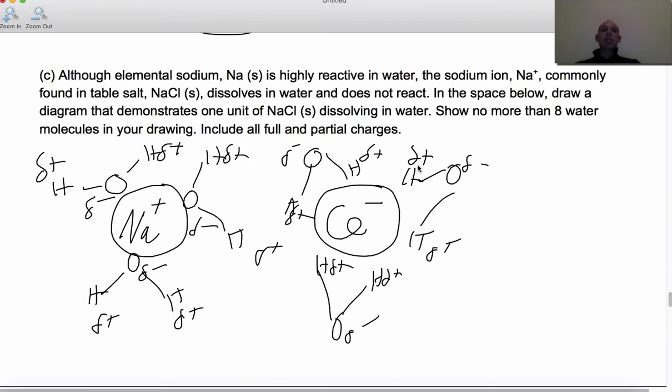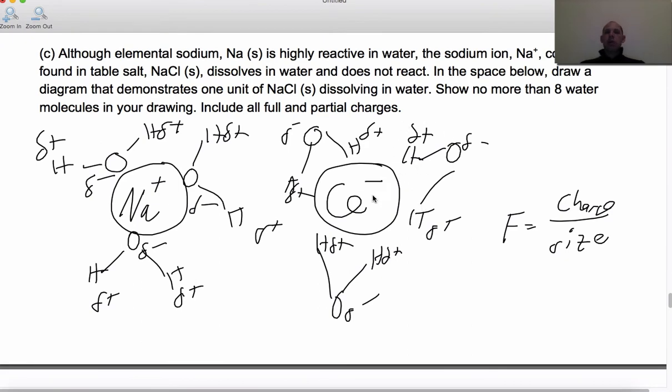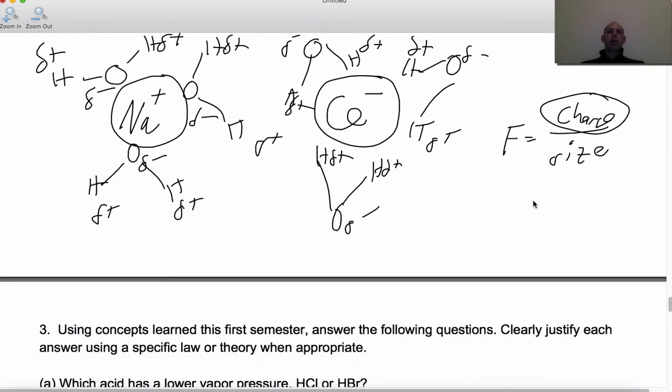So even if this is a partial charge to a full charge, the larger that partial charge and the larger that full charge, the stronger the attraction. Also, the smaller this ion and the smaller this ion, the greater the attraction. Remember that Coulomb's law says that the force of attraction is equal to the charge value divided by the size. So because that's a positive and that's a negative, the smaller they are, the stronger they are attracted. The greater the charge, the stronger they are attracted.